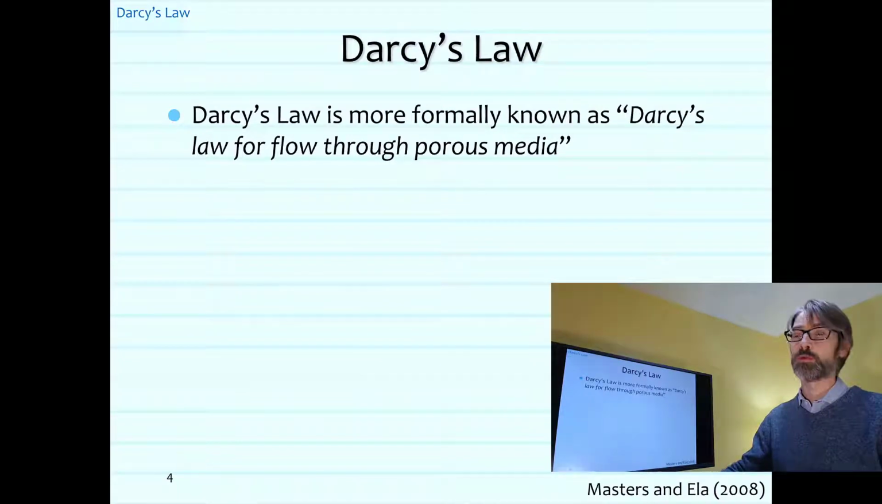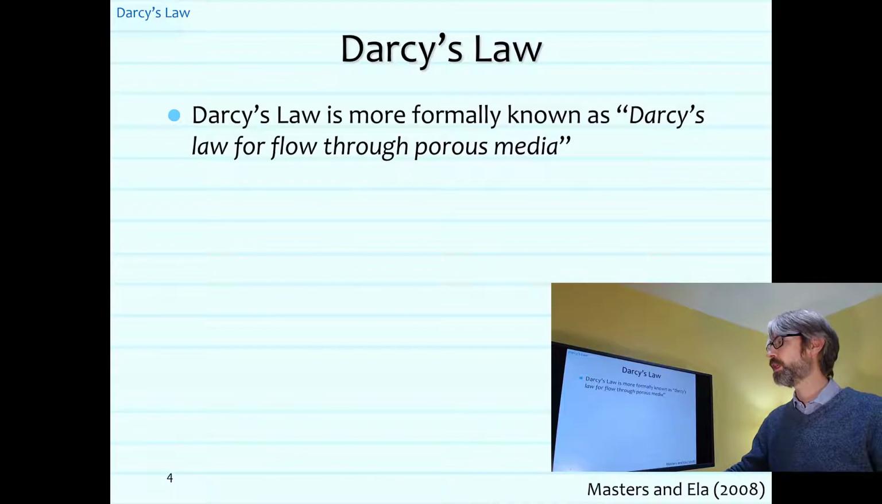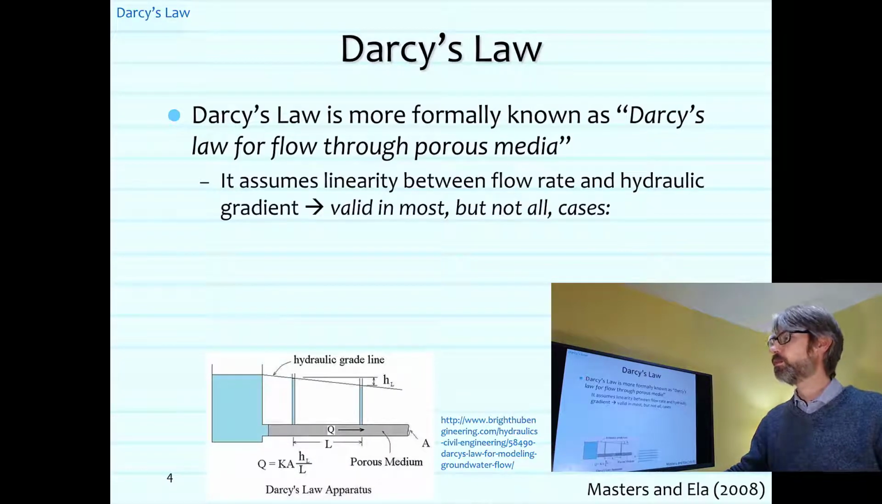Darcy's law is more formally known as Darcy's law for flow through porous media. It assumes linearity between the flow rate and the hydraulic gradient. This is valid in most but not all cases, which we'll discuss in a second.